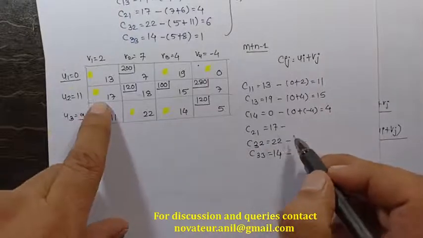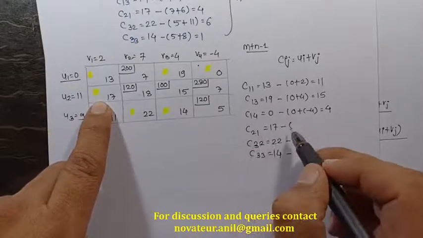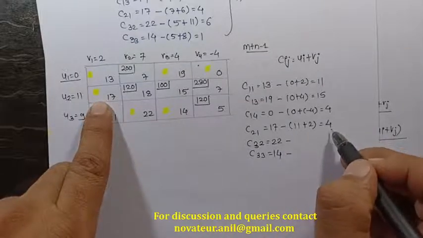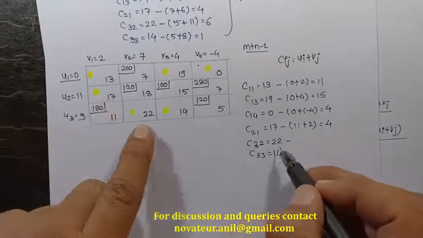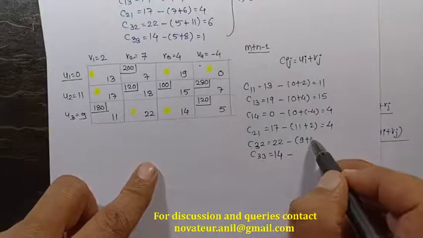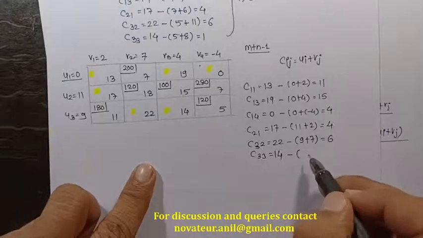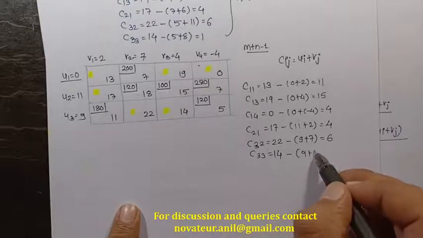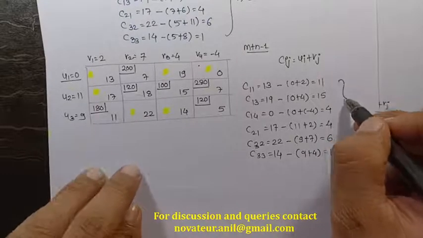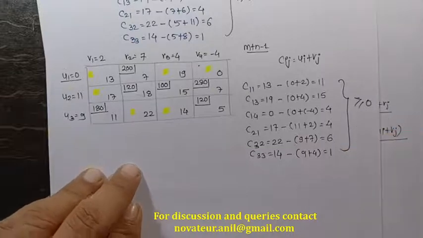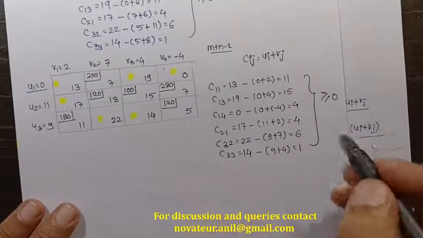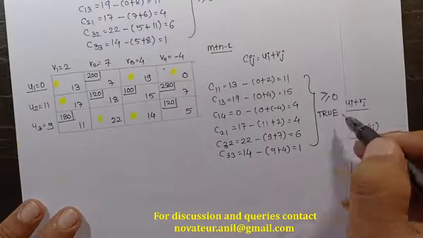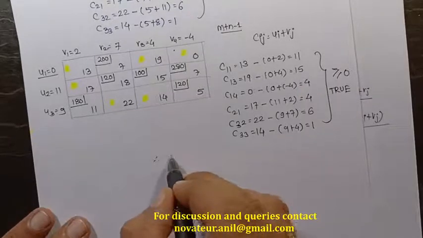Here this minus and this minus make a plus, so the answer will be plus 4. For C21, 17, this is 11 plus 2, that is equal to 13, so the answer will be 4 again. And this is for C32, 9 plus 7, answer will be 6. And for C14 it is 9 plus 4, that is equal to 13, so the answer will be 1. Now let's check the condition of optimality, that is, all the values of Pij are greater than or equal to 0. This is true, hence we have reached the condition of optimality.